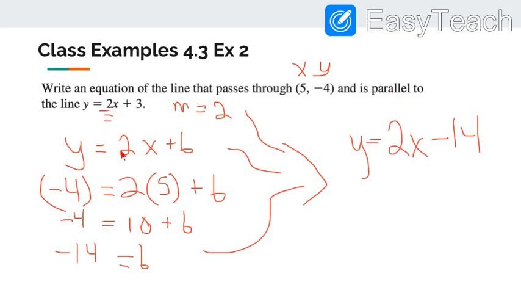Just to recap, it was parallel, so we grabbed the same slopes. That's how we got this 2. This x value here and this y value here came from the initial point we were given. Once you have these points, you have one variable left, so you're just solving for that one variable, and then you plug in your m value and your b value into the actual equation.